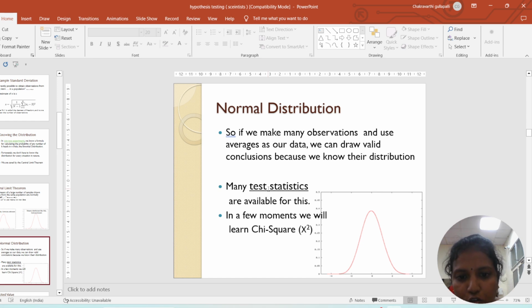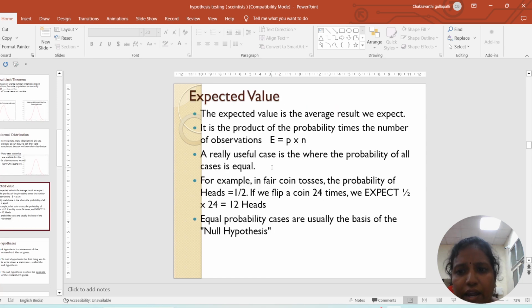So here we follow the many test statistics that are available. We have used the chi-square test. So what is a chi-square test? In this chi-square test, you have to use the expected frequencies and observed frequencies. The expected values are the average results we expect. It is the product of the probability and the number of observations, E is equal to P into N. A really useful case is where the probabilities of all the cases are equal.